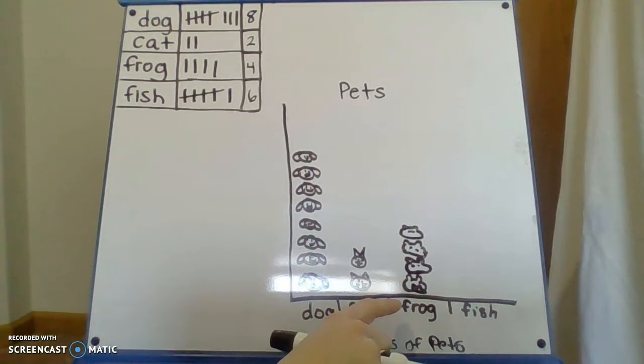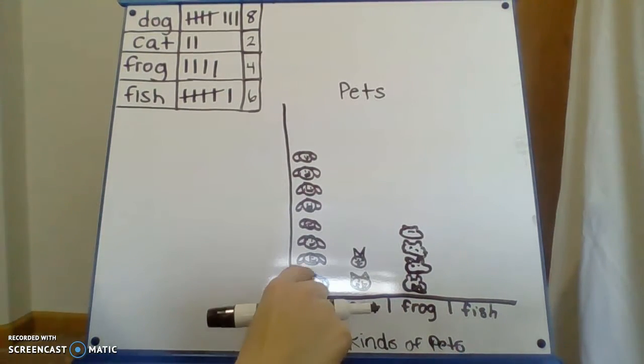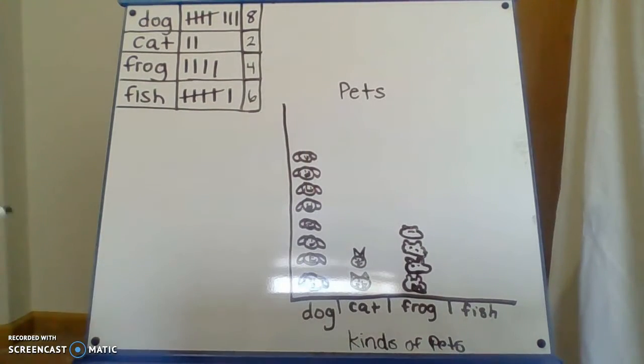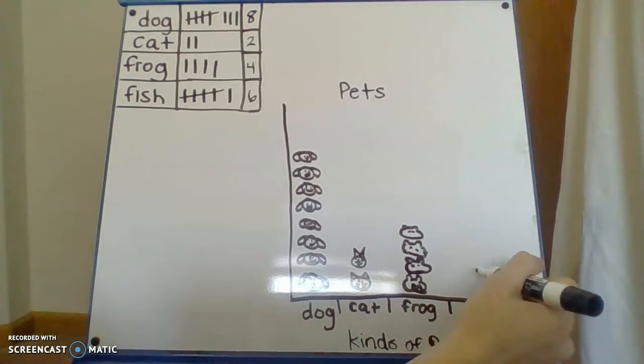So, notice in a picture graph, you have pictures. These are our pictures. We have pictures of dogs, of cats, of frogs. So in picture graphs, you have pictures. Last one is a fish. I can draw this one.